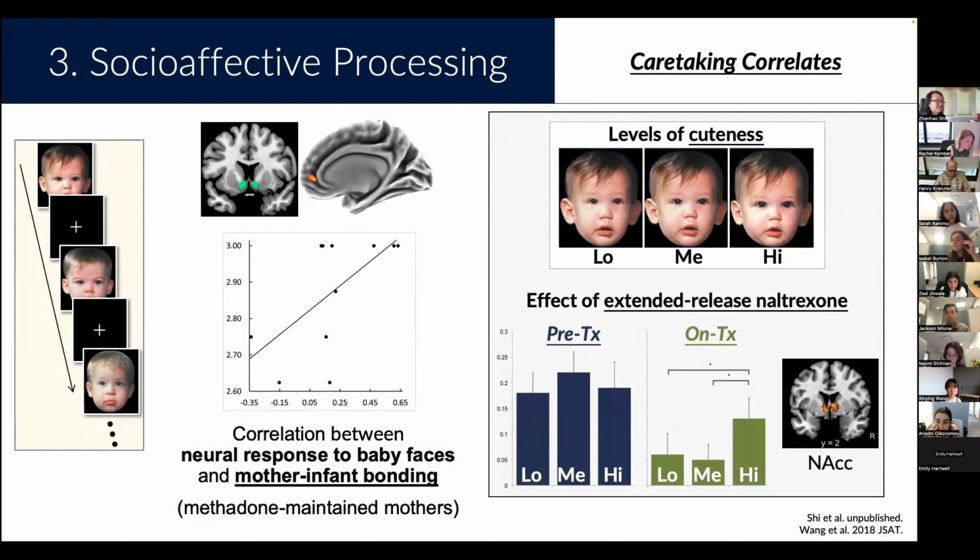Another study manipulated the level of cuteness of these baby pictures. They looked at the brain response to very cute babies compared to less cute babies and to not very cute babies. They looked at the effect of extended-release naltrexone, and found that before naltrexone, the patients could not really differentiate between the different levels of cuteness of these baby faces. But after treatment, there was a significant reduction in brain response to the less cute baby faces, but less reduction to the most cute baby faces, suggesting that naltrexone might play a role in increasing your sensitivity to cuteness.